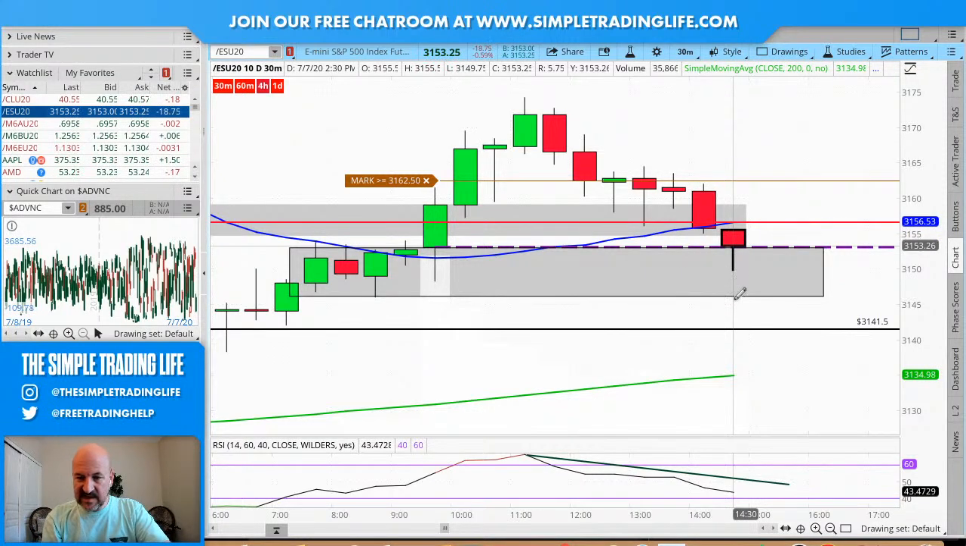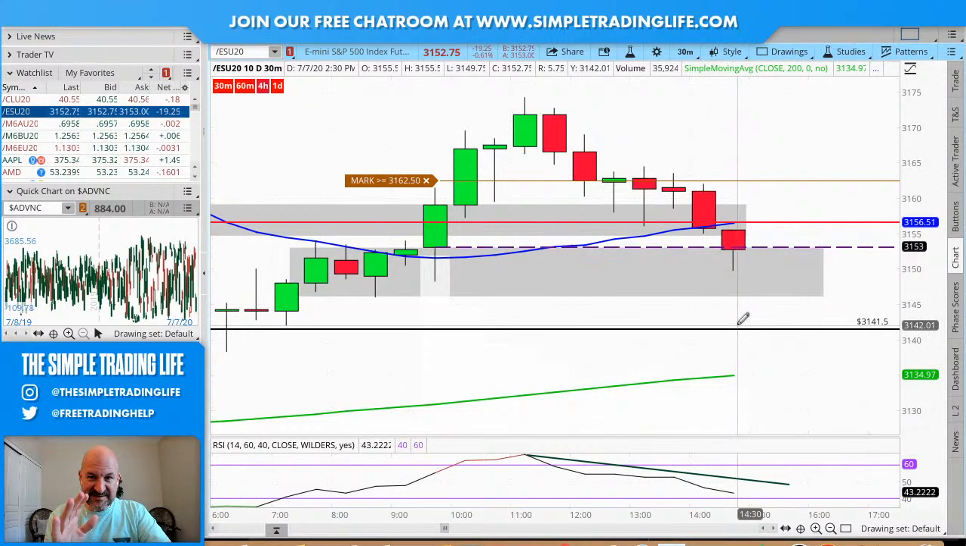Okay, so just stay smart. If you get in the green, Kelsey's in my room, she knows, if you get in the green, just go ahead and take it. Just lock it in. You can always re-enter again. You can always re-enter again.